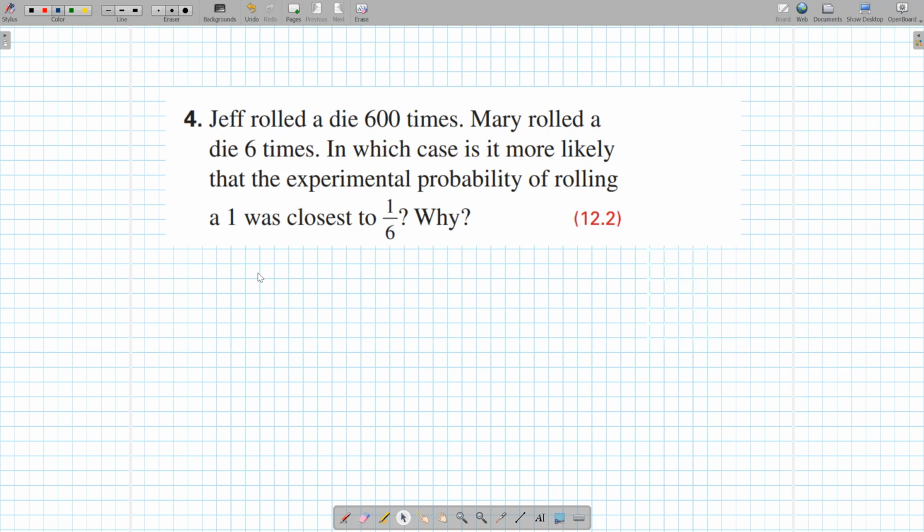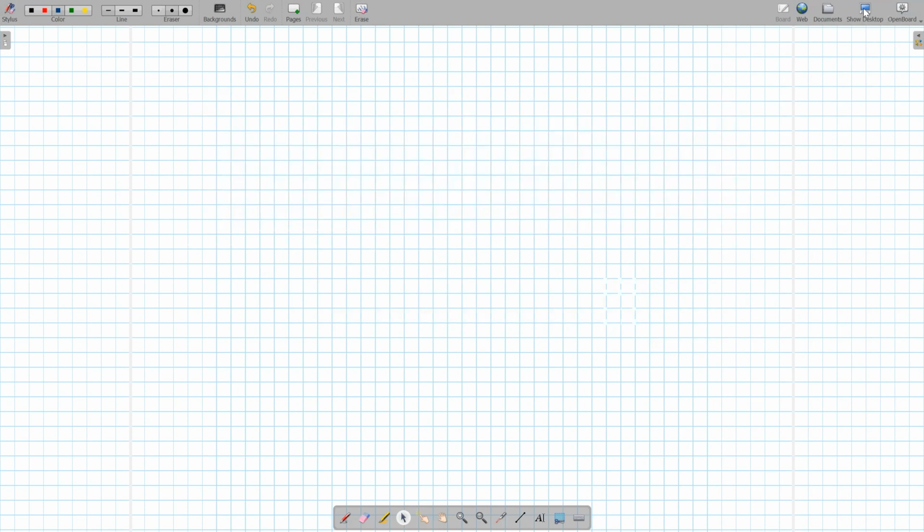Rolling it 600 times. Yeah, the more you roll it, the closer it goes to the experimental probability. Or sorry, the theoretical probability. Number of trials won't help you. You might get unexpected results.